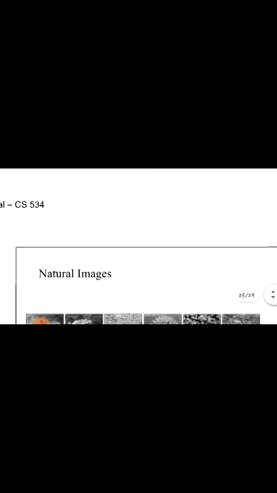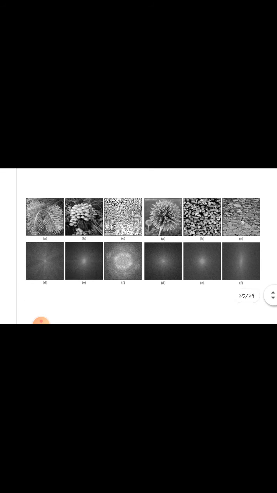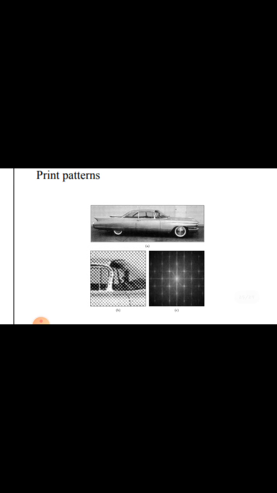These are some of the examples they have given for different pictures, how the Fourier transform is changing. And again, this is for natural images, so you can see the difference here. So for textured and patterned images, the Fourier transform is also changing. Again, for print patterns like dotted structures, you can see multiple bright dots in the Fourier transform. So that is about a short introduction to the Fourier transform. Now we'll move on to the code.